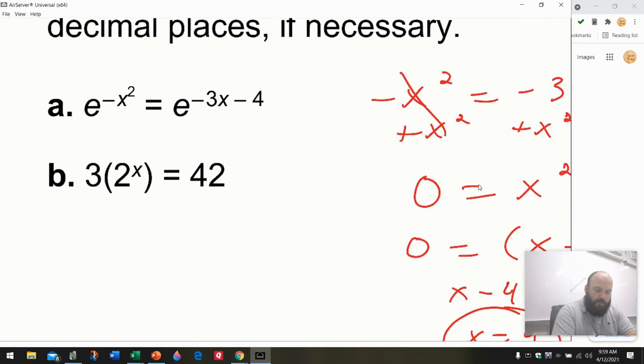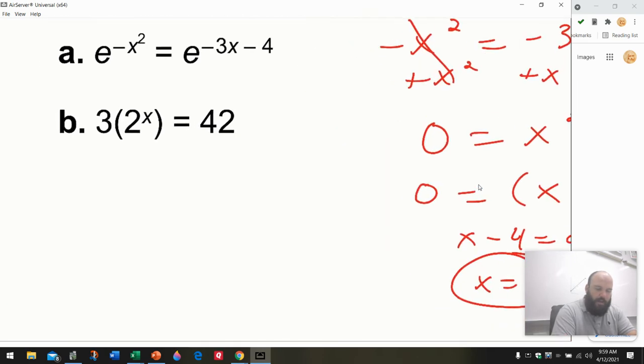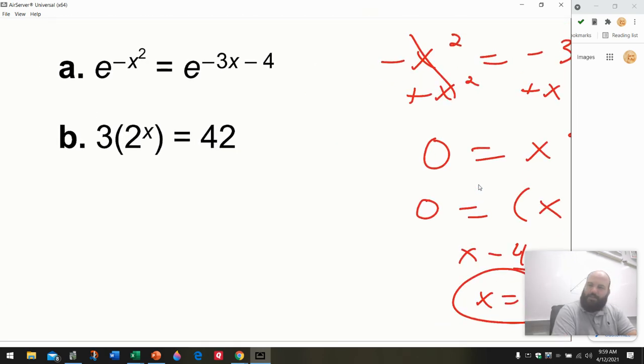Now the next one, you can see part B here, it doesn't start out the same, right? We could see that we both had an e there, so it was easy to compare the powers, set them equal, and solve. But these ones have a little bit more work to do first. We do need to peel back this 3 right here. This 3 is on the outside.